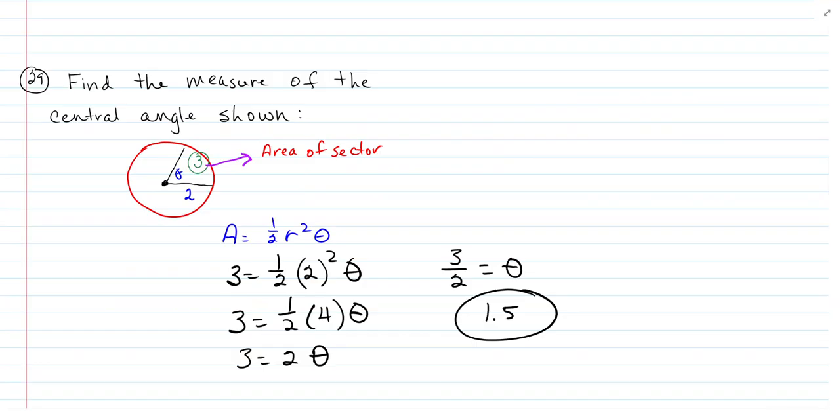Find the measure of the central angle shown. You're given this picture, and 3 is the area of the sector. We need to remember the formula for the area of a sector is 1/2 r squared theta, and we're trying to find theta. So fill in 3 for the A, because they give you the area, equals 1/2 times 2 squared, 2 is your radius, theta. 2 squared is 4, half of 4 is 2, so you have 3 equals 2 theta. Divide by 2. Theta is 3 over 2, or 1.5.